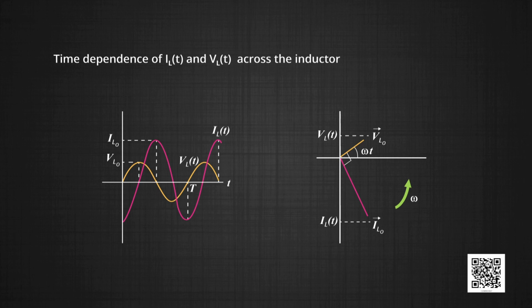The phasor diagram for the inductive circuit shows the variation of voltage and current, that is, current lags voltage by pi by 2 in a purely inductive circuit. So, we can say that when an inductor is connected to a source of AC, the current and voltage have a phase difference of pi by 2.